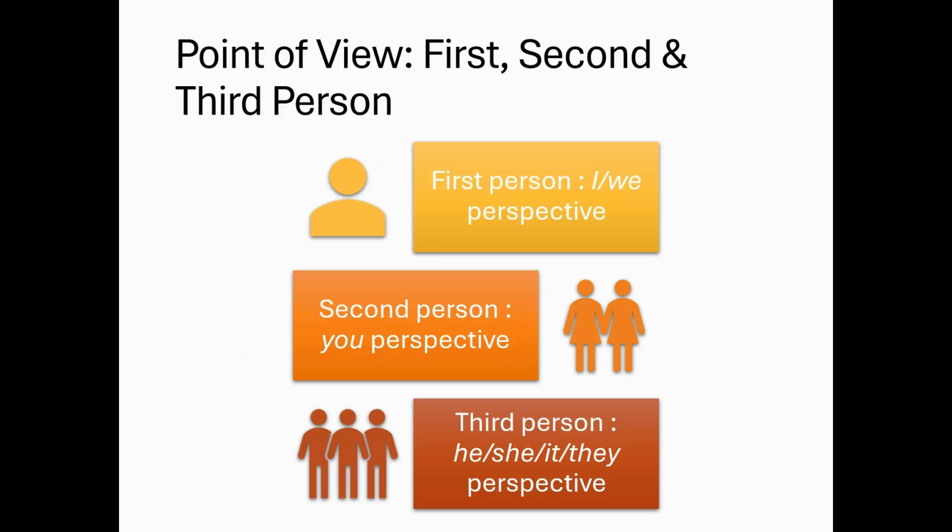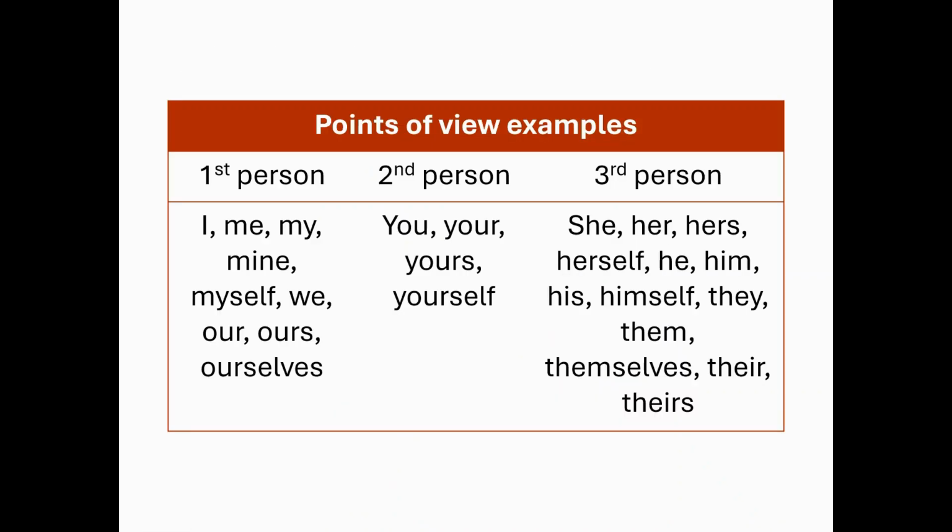And the third person is kind of like medical or scientific writing when you're using words like he, she, it, or they in that perspective, third person. So for academic writing, you need to use the third person. Let me give you some examples of these different points of view.